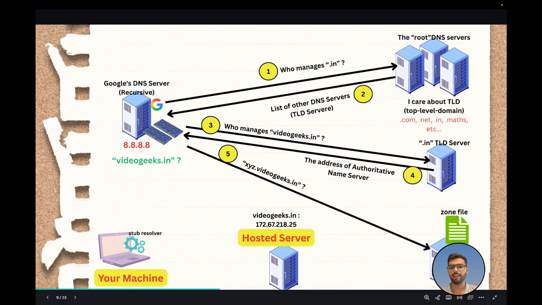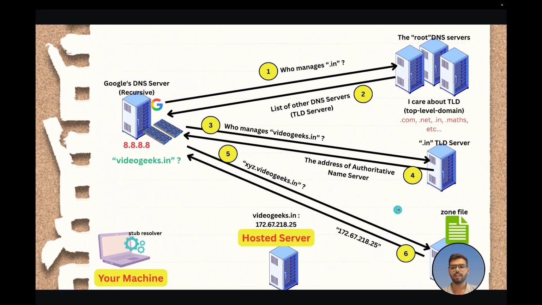let's say the Cloudflare server, will have a zone file, and the zone file will have information about all the domains that can be hosted under videogeeks.in. Now you can see xyz.videogeeks.in. So this xyz is like a subdomain. So the zone file will have information about all the subdomains. Right now we are just querying for videogeeks.in, but you can note that we might also have abc.videogeeks.in, xyz.videogeeks.in. Those are called subdomains. So this will query the zone file, and the zone file will have information about the IP address of videogeeks.in.